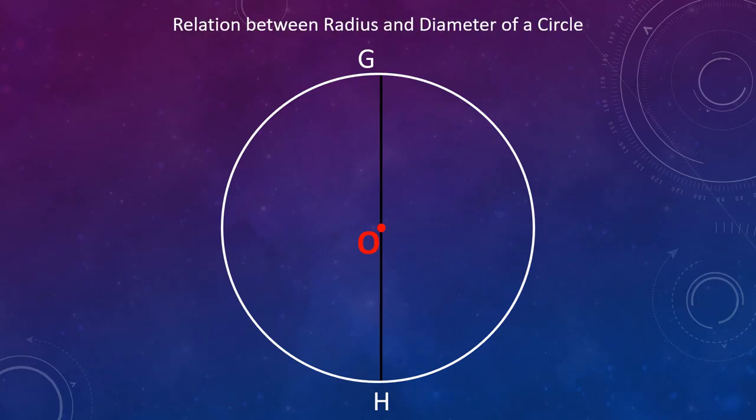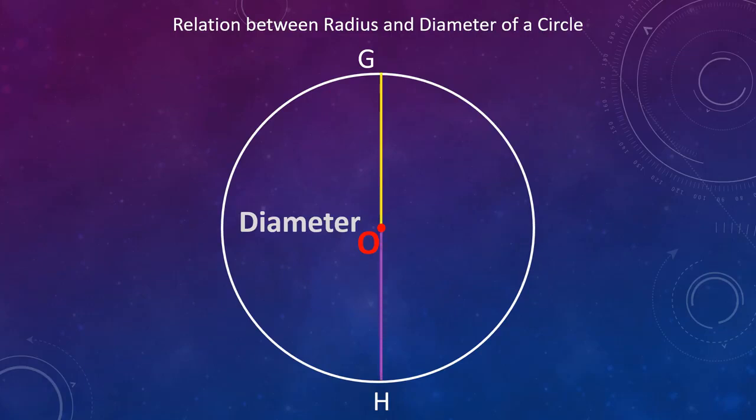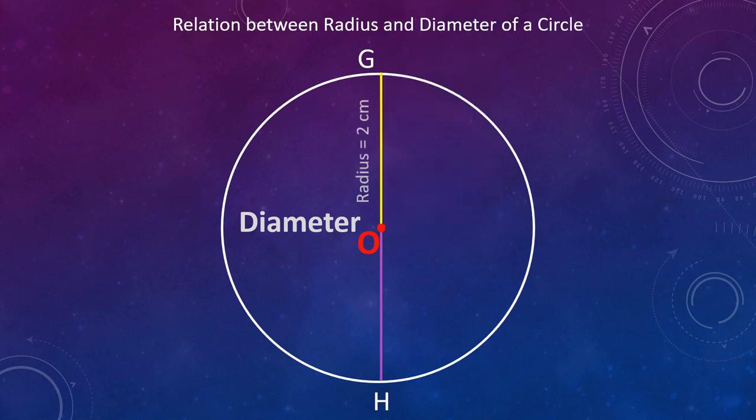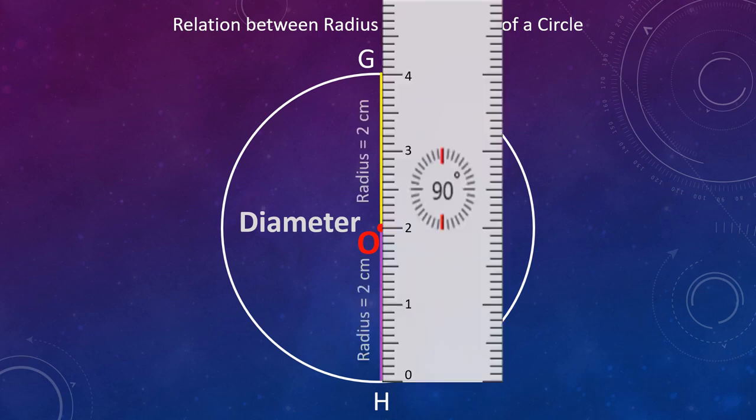Look at the given circle. Do you recall this black line whose end points are on the circle and is passing through the center? Yes, GH is a diameter, and OG and OH are the radii. Let us measure radii OG and OH. What you see? Yes, OG is equal to 2 centimeter and OH is equal to 2 centimeter.